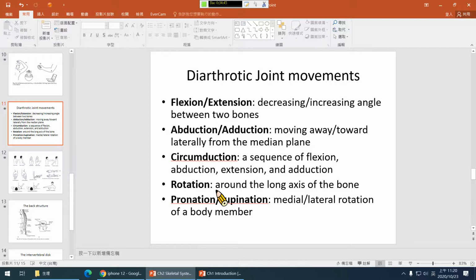Rotation, pure rotation, is defined to be around the long axis. So, for example, my trunk. This is rotation. Okay, my neck, my head, rotation. Okay?